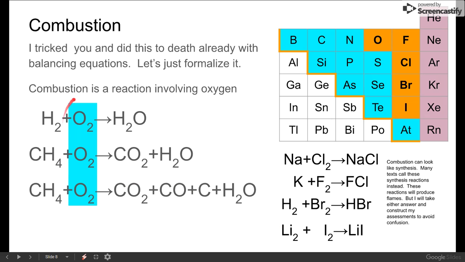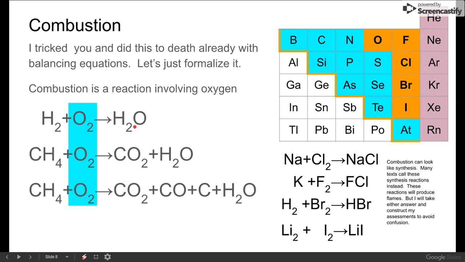And we said combustion involves oxygen. So you're probably going to identify these as synthesis, but they are technically combustion as well. I guarantee you all of these will produce flame. So these are all considered combustion reactions. But some teachers are teaching that this is synthesis and only oxygen is combustion. That's not correct. Both are.